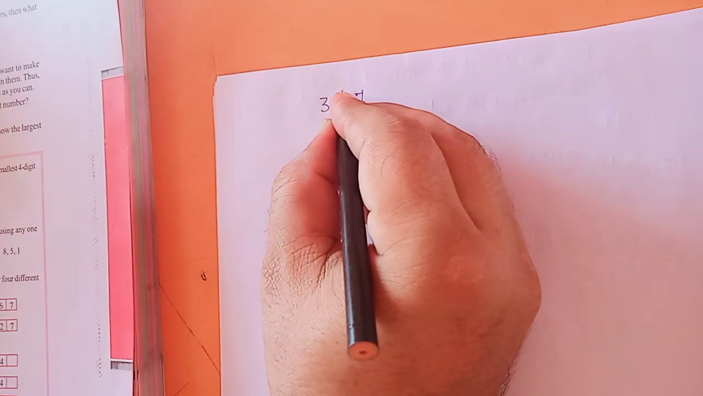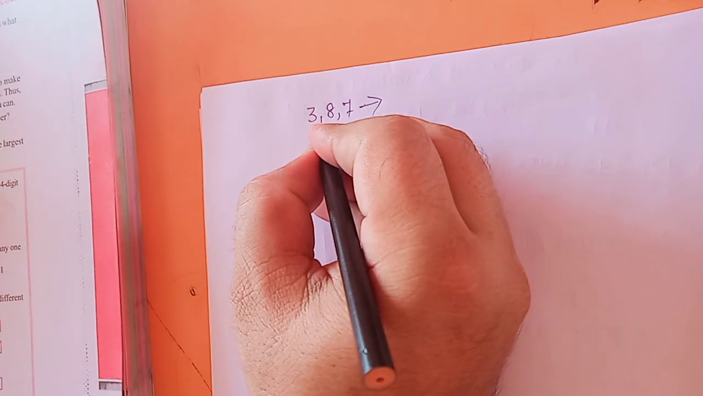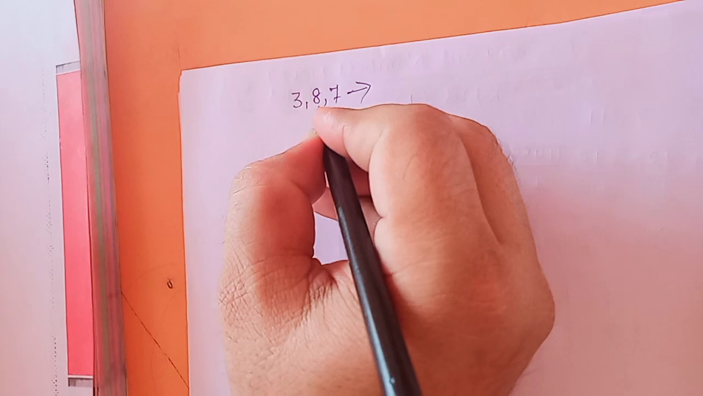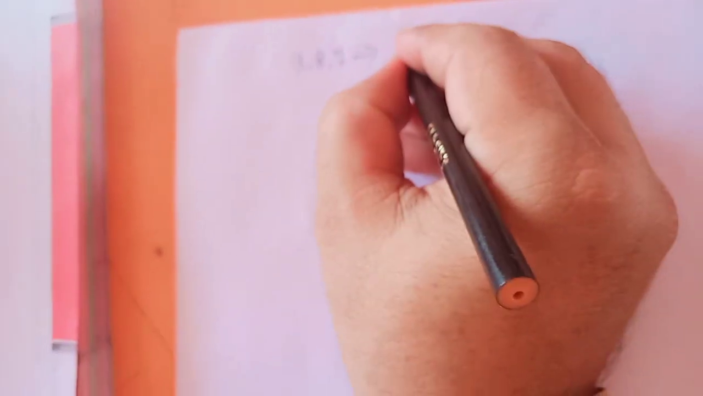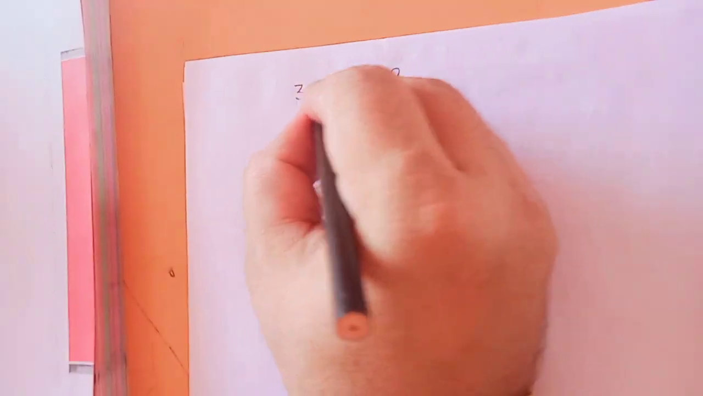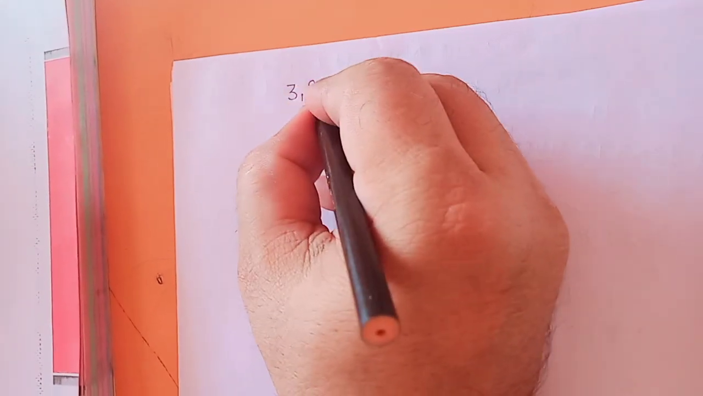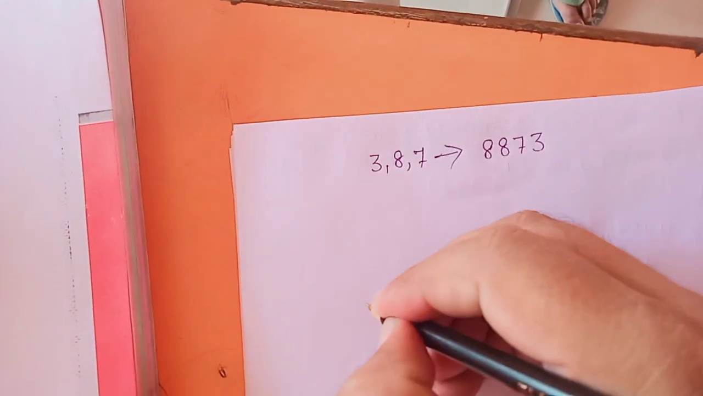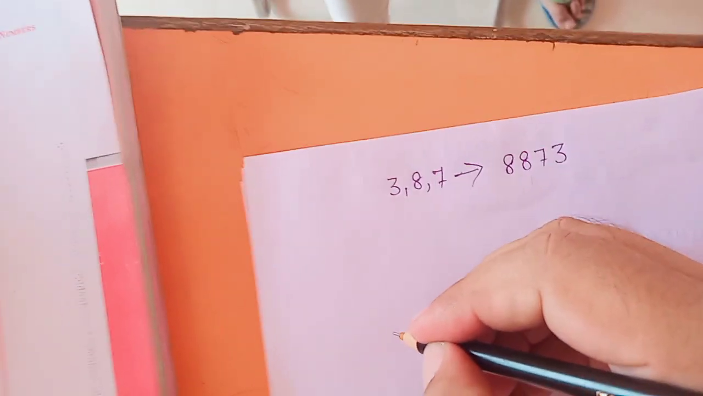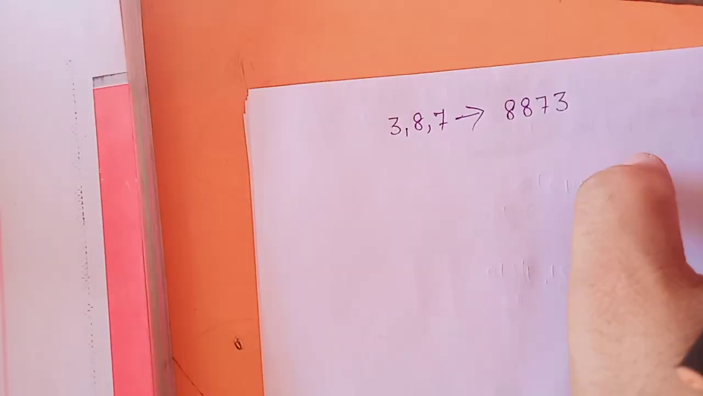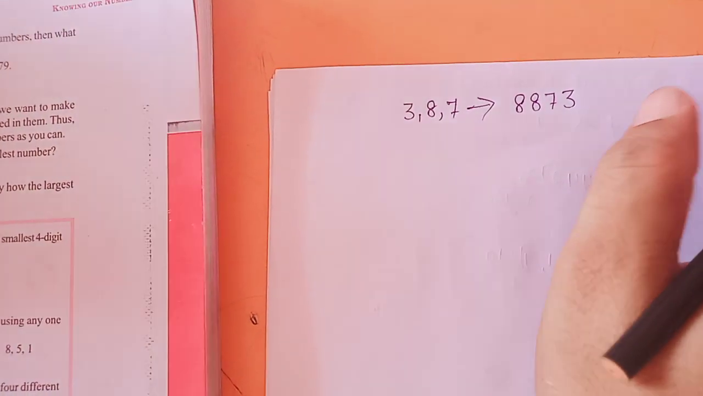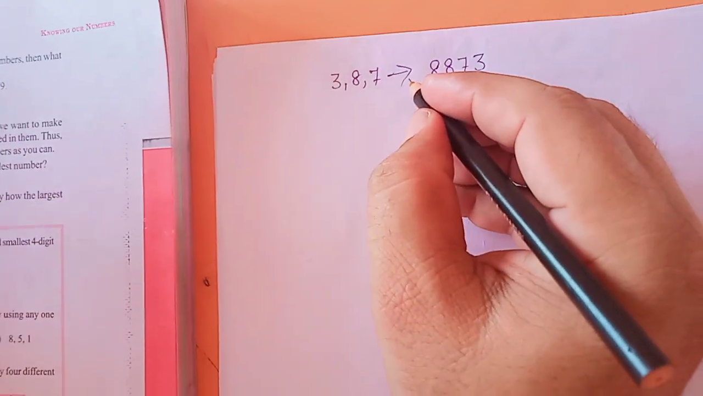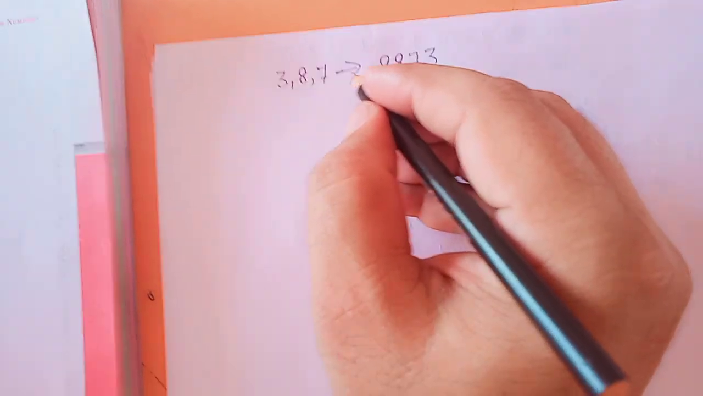So how can you make it? You have to make the greatest 4 digit number by using these 3 digits, 3, 8 and 7. So you can repeat one. Greatest number, the greatest digit among these is what? 8. So repeat 8 2 times, then 7 and 3 is the greatest 4 digit number.